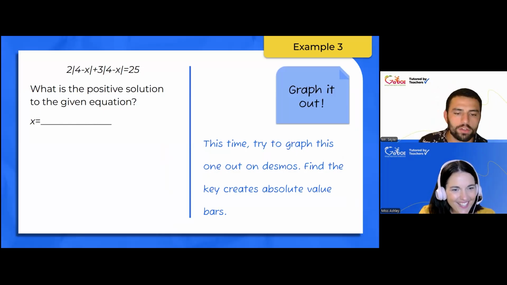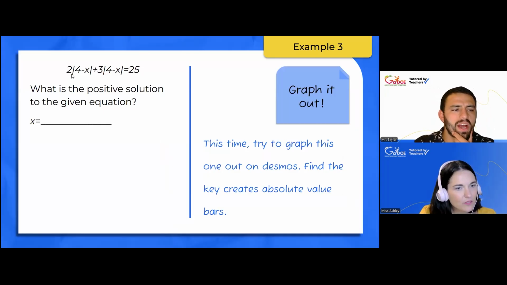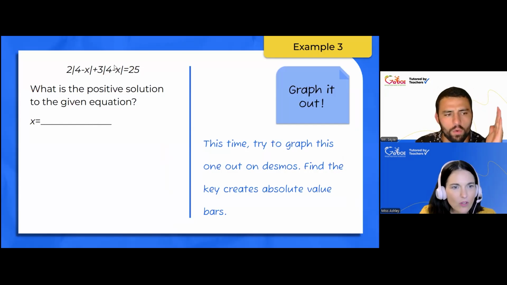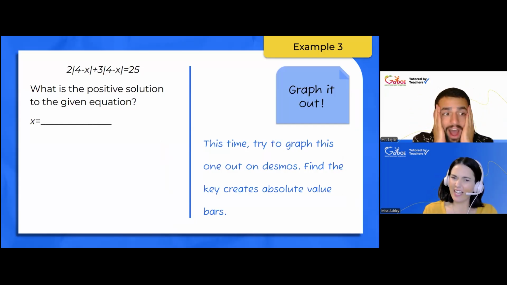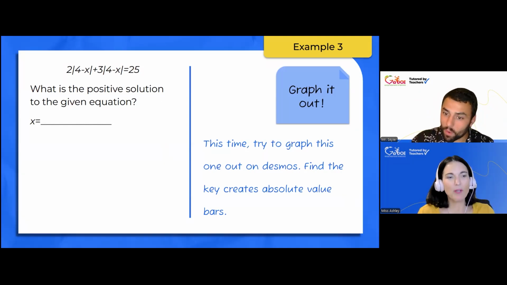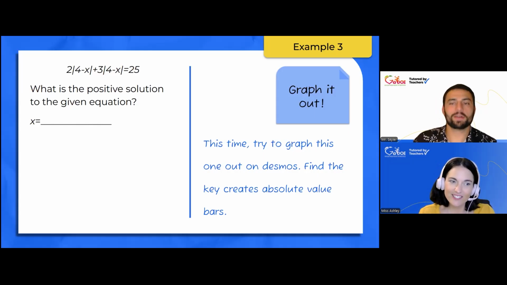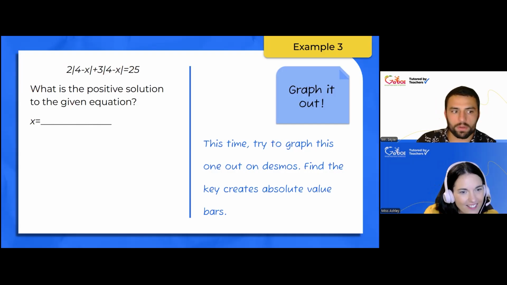Now we're going to pop up another example. This time, I want you to try to graph it out on Desmos. I have those weird lines over there. Miss Ashley, do you remember what that line is? On the graph? Oh, the lines. I have 2, and then it's a line. I have 4 minus x. Oh, absolute value bars. I didn't know what you were talking about. Absolute value bars. Remember, absolute value bars make everything positive. Everything's going to be positive. So they're looking for the positive solution.